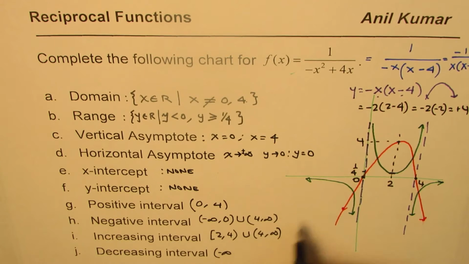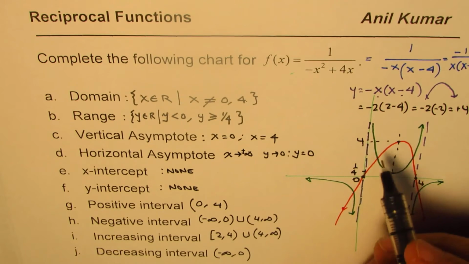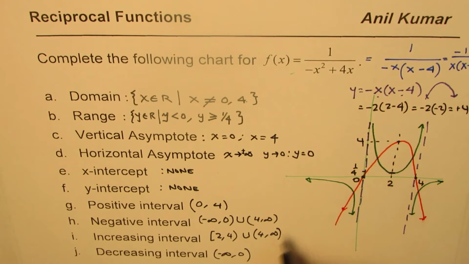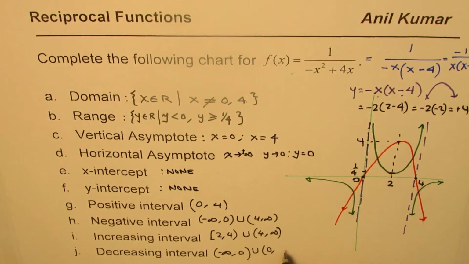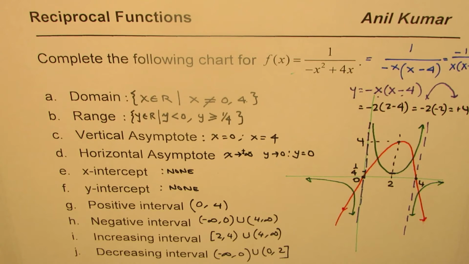So it is decreasing from minus infinity to 0, right? And from 0 to 2, you could include 2, right? It doesn't really matter. May include, may not include, but both are right. You could include 2 also. So it decreases up to that.